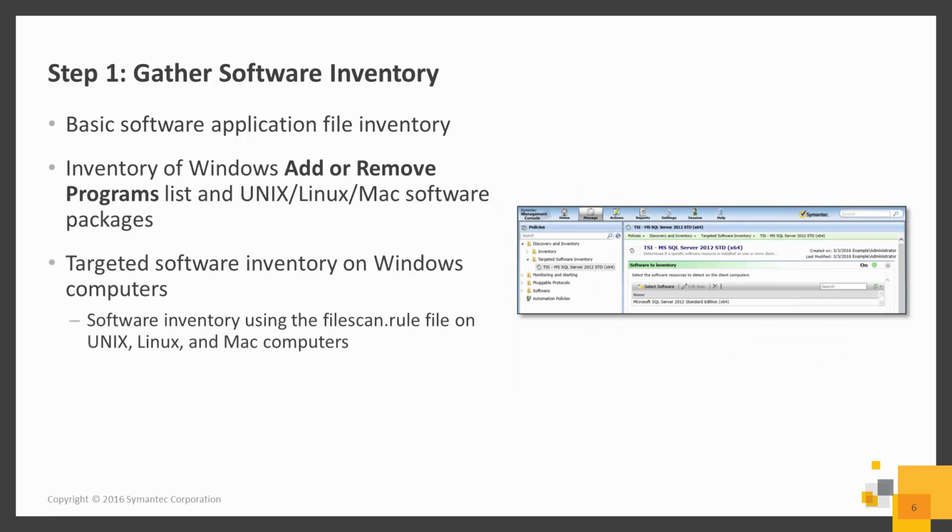Targeted software inventory on Windows computers, or software inventory using the filescan.rule file in Unix, Linux, and Mac computers, allows us to pull additional information that is very specific to a singular application. To use this method, you would run a targeted software inventory policy. On managed Unix, Linux, and Mac computers, this method allows you to collect information about the installed software applications using a filescan.rule file. The software inventory agent compares a list of applications in this filescan.rule file.